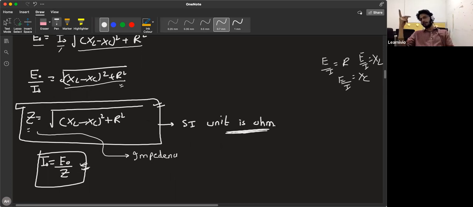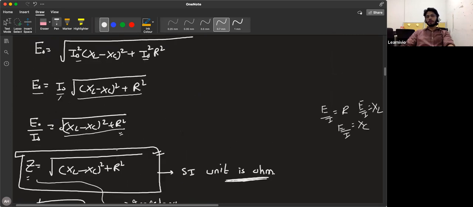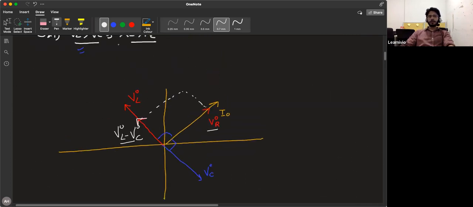So when you have a circuit having resistor only, the I naught was E naught by R. For a circuit having inductor only, I naught was E naught by XL. For a circuit having capacitor only, it was E naught by XC. But when you have a combination of all, then this is E naught by Z. Z is known as the impedance of the circuit, the total obstruction. And geometrically, we can represent it, you see, I completed the parallelogram. The diagonal of the parallelogram will represent the peak value E naught.